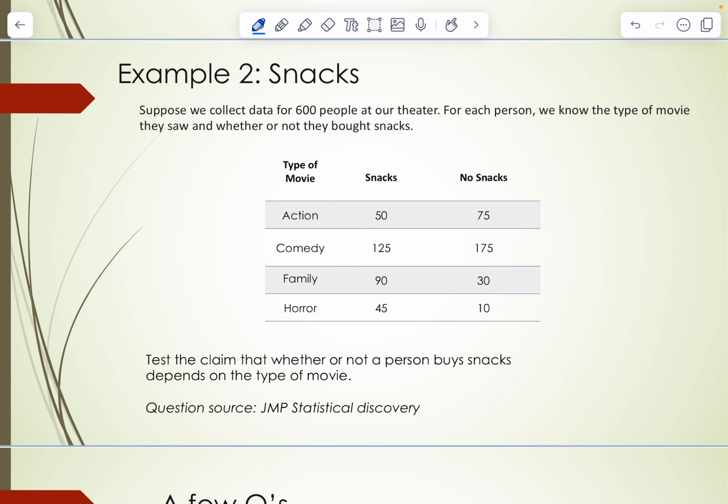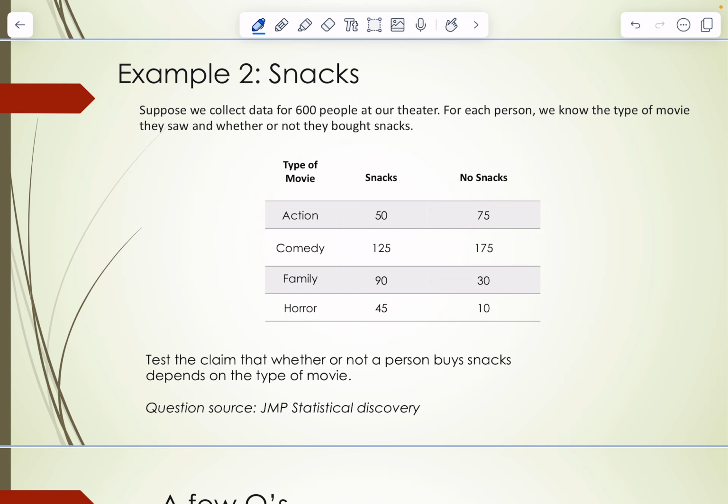Suppose we collect data from 600 people at a particular theater, say. For each person, we know the type of movie they saw and whether or not they bought snacks. Test the claim that whether or not a person buys snacks depends on the type of movie. So in this case, we have two variables. A binary variable, did you buy snacks or did you not? And a categorical variable, what type of movie did you watch? Action, comedy, family, or horror.